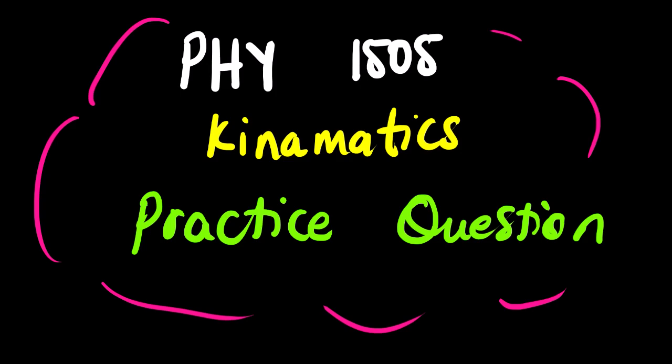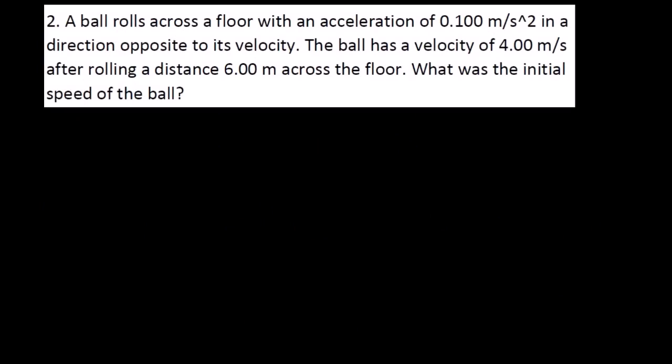Let us start. Normally, practice questions is when we look at one of the questions and then we answer them. So today we'll be looking at this particular question. The scenario says a ball rolls across a floor with an acceleration of 0.100 meters per second squared in a direction opposite to its velocity.